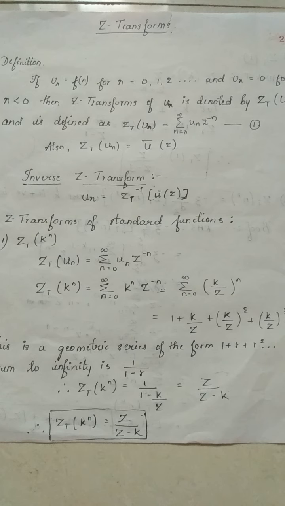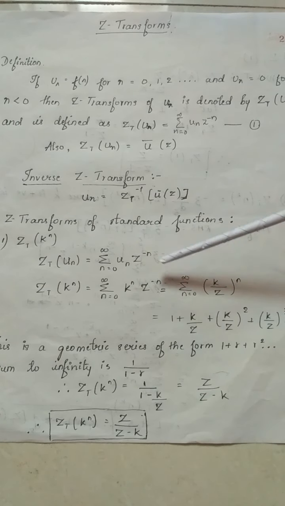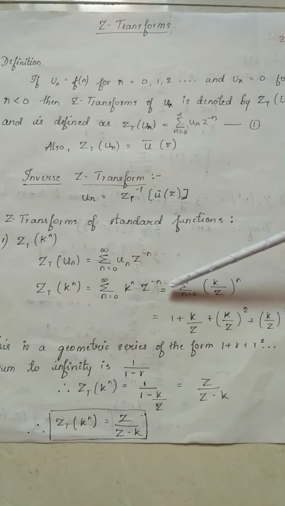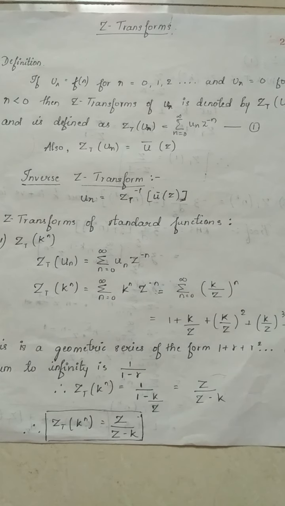So replace un by k to the power n as we want to find the Z transform of k to the power n. So Z transform of k to the power n is nothing but summation n is equal to 0 to infinity. In place of un, we are writing k to the power n and z raised to minus n as it is. So now rearrange the terms. We get this is equal to summation n is equal to 0 to infinity k by z whole raised to n. And so expand the summation by substituting n is equal to 0, 1, 2, 3 and so on.